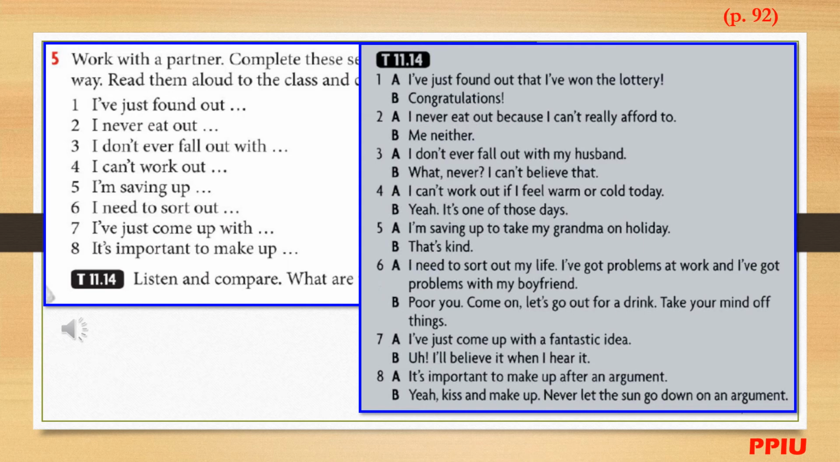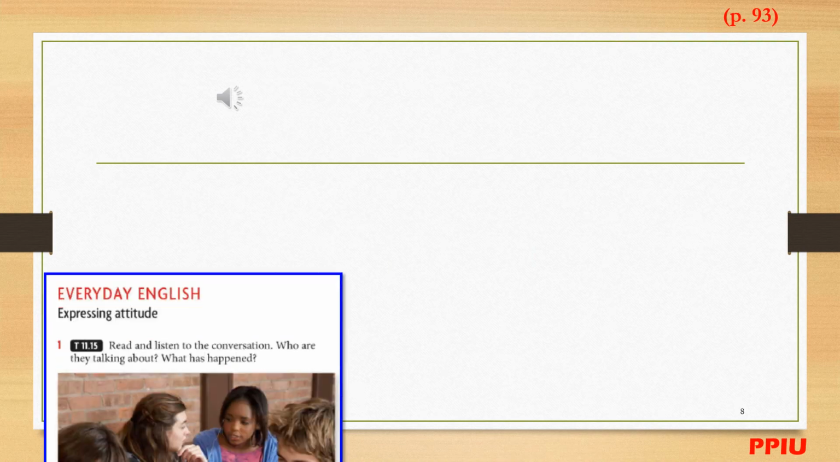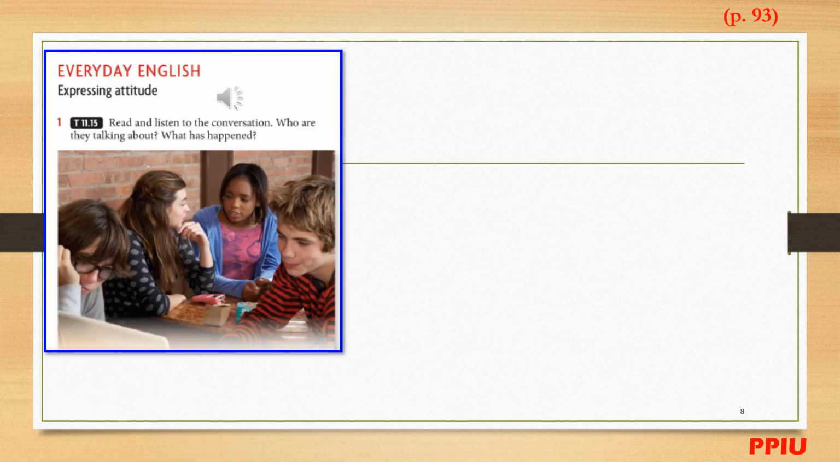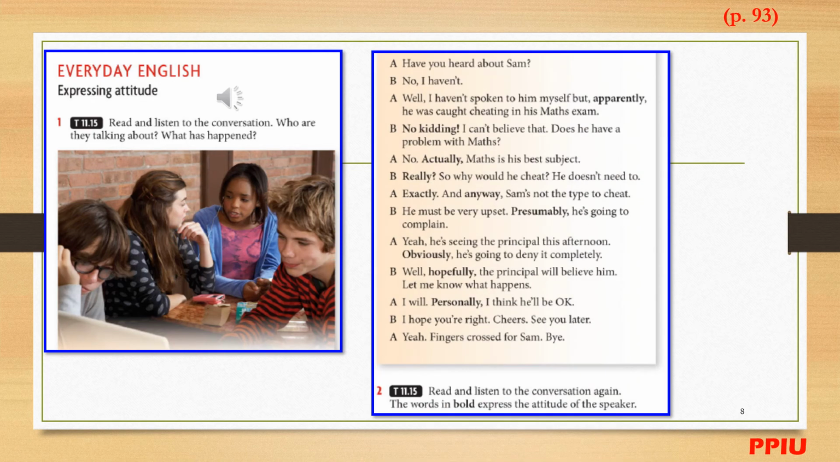Okay, let's move to the next exercise about everyday English, expressing attitude. In this part, read and listen to the conversation. Who are they talking about? What has happened? So you can read this one for a while. And as I said, we are going to listen and answer the question, alright?